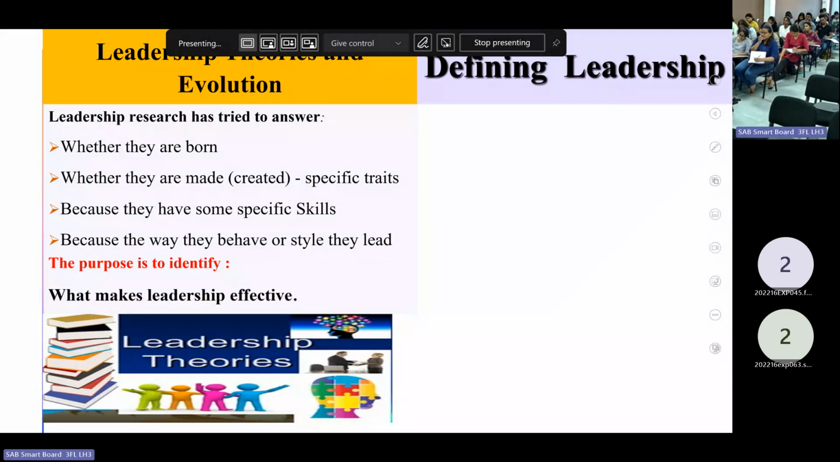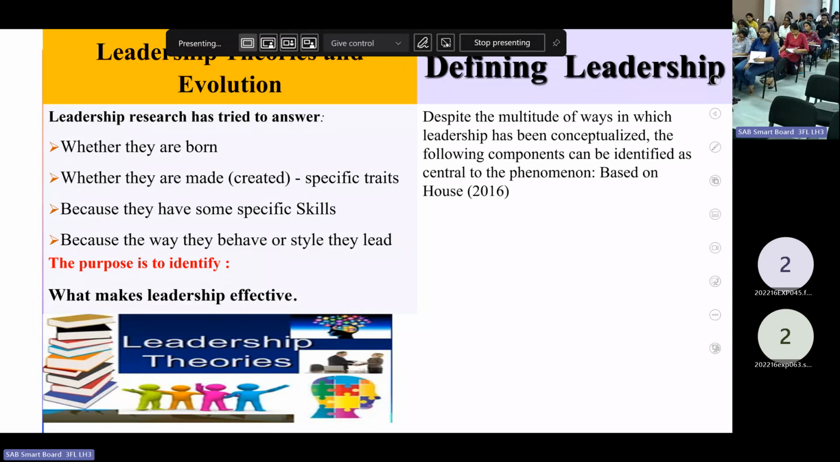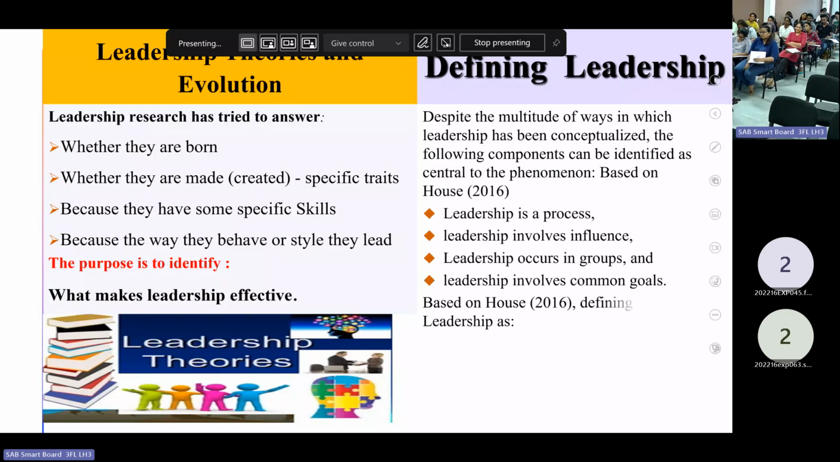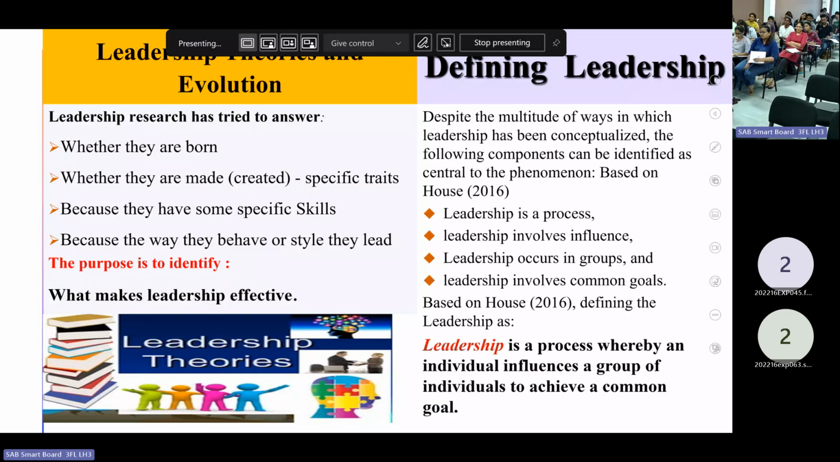So they were trying to see what made leadership effective, despite the multiple ways in which it is defined. Northouse, whom we discussed in the previous lecture, defined leadership as the process whereby an individual influences a group of individuals to achieve a common goal. So leadership is a process, involves influence, a group of people, and a common goal. These are the components of leadership.